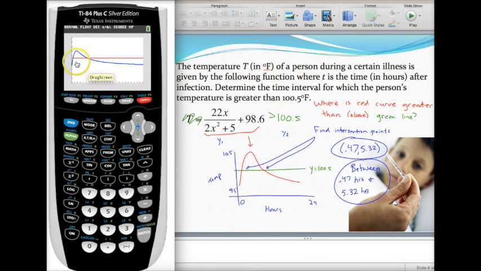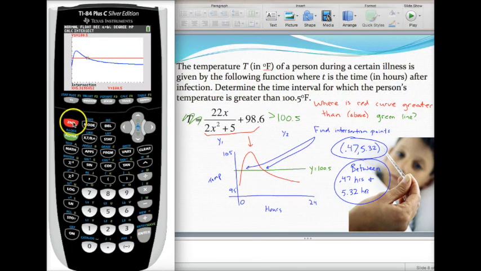So I guess what we'll need to do is find these two intersection points. To do that, remember, hit second trace and then select intersect, option 5. You'll need to find both of these intersections. I don't know if I'll find both of them in this video just for time. So I'm going to go ahead and find this intersection point over here. Just get close to it and press enter 3 times. And I can see that that intersection occurs at 5.32 approximately. So about 5.32 hours after the infection, that's where my fever will drop back below 100.5.